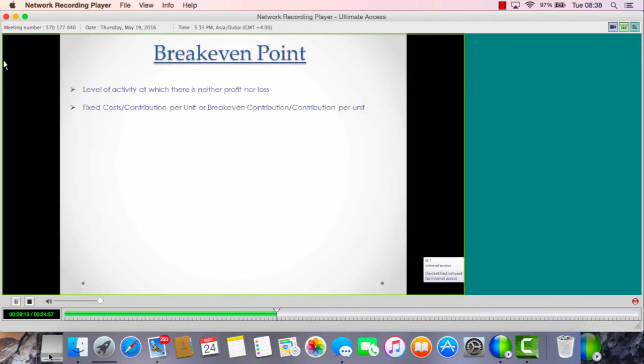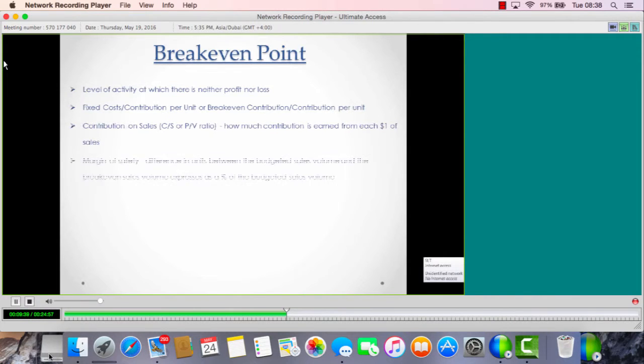Yes. In other words, the break-even contribution divided by the contribution per unit gives the break-even in units, and in value it is fixed cost divided by the contribution to sales ratio. We'll do some questions. These two concepts, the contribution to sales ratio and margin of safety, are frequently used with break-even point. When you do questions, you will understand it.